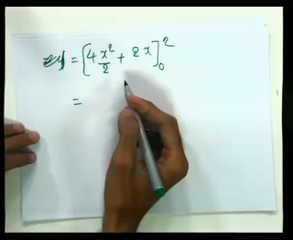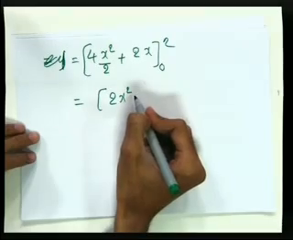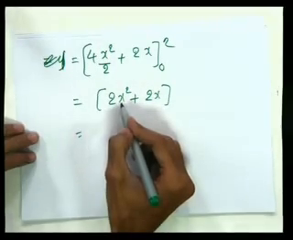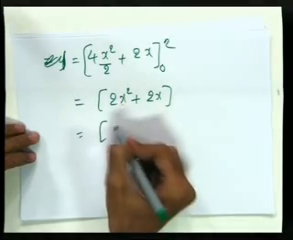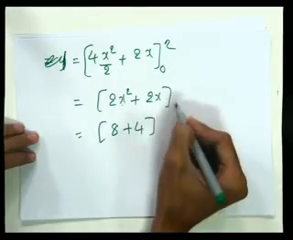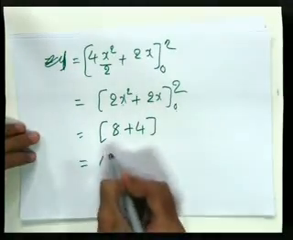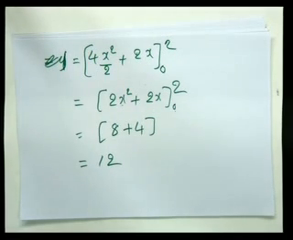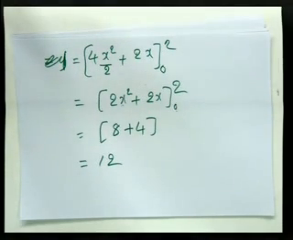So by the calculation, this is 2x square plus 2x, and by putting the limit, if we put 2 here, then 2 square is 4, into 2 is equal to 8, plus 2 into 2 is equal to 4. And when we put the lower limit 0, all this will equal 0, and the answer is 12. So this is another example which was asked in the exam of January 2009 GTU.